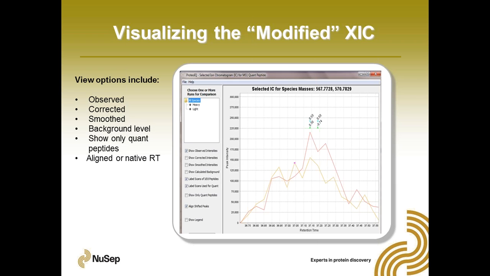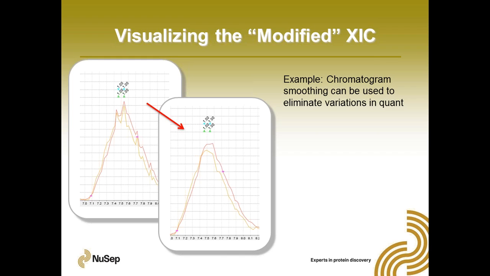One example of this is the ability that's always been there to look at smooth versus native intensity-based extracted ion chromatogram. So here we're looking at the native intensities. Here we're looking at a Savitzky-Golay smoothing.